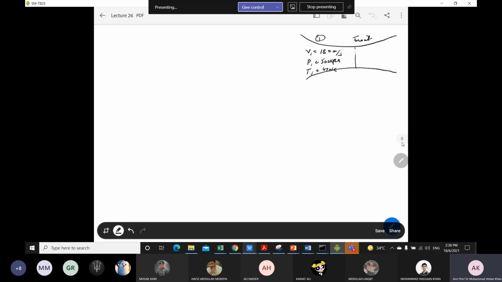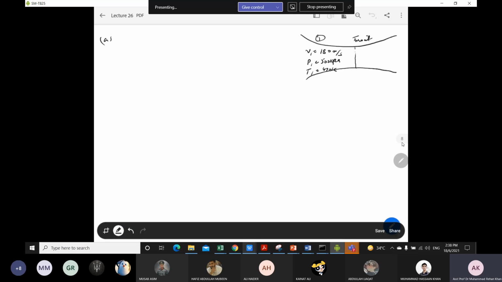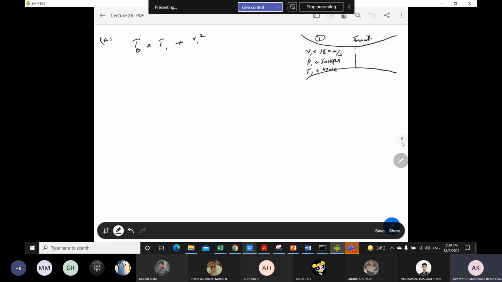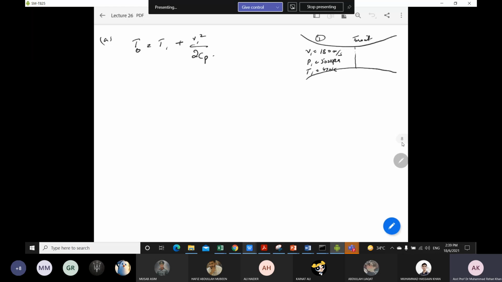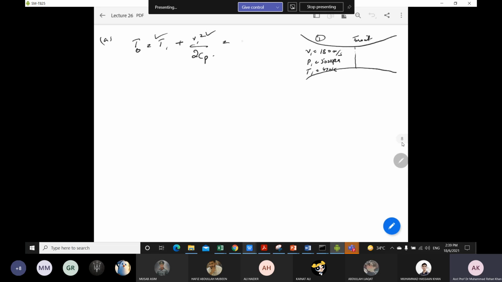Okay, so here the first part, part A, we have to find the stagnation temperature. As we already know the V1 and T1 values, we can easily find the stagnation temperature by using this relation: T naught is equal to T1 plus V1 square divided by 2 Cp. T1 is known to you, V1 is known to you, and the Cp value for air is already known to you. You just have to simply put the values, and I'm just going to write the answer, which is 486 Kelvin. So this is the part A solution.